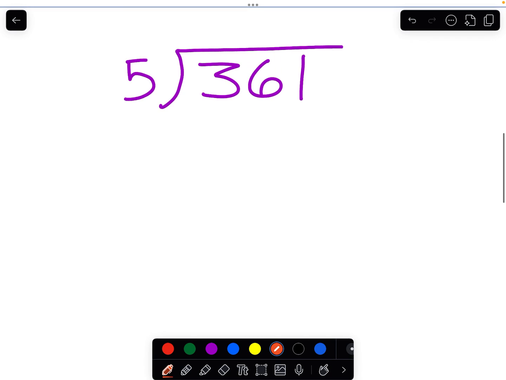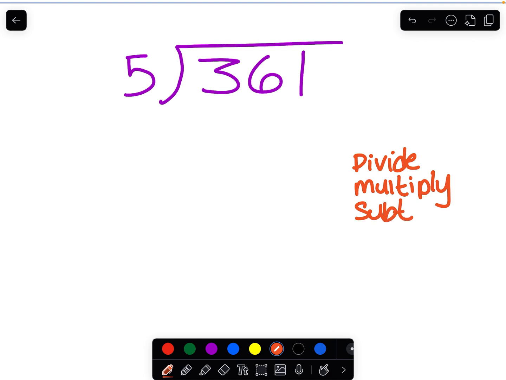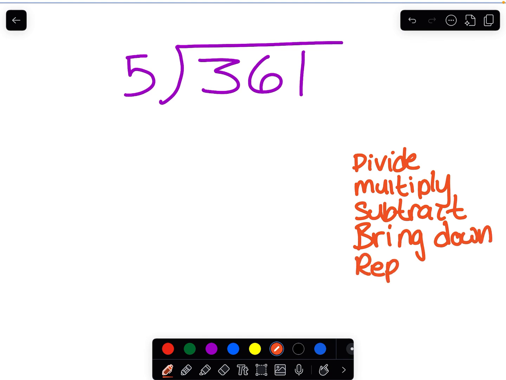So the way to solve a long division problem, we use these steps: divide, multiply, subtract, bring down. The last step is repeat or remainder. And we'll talk about what that all means.